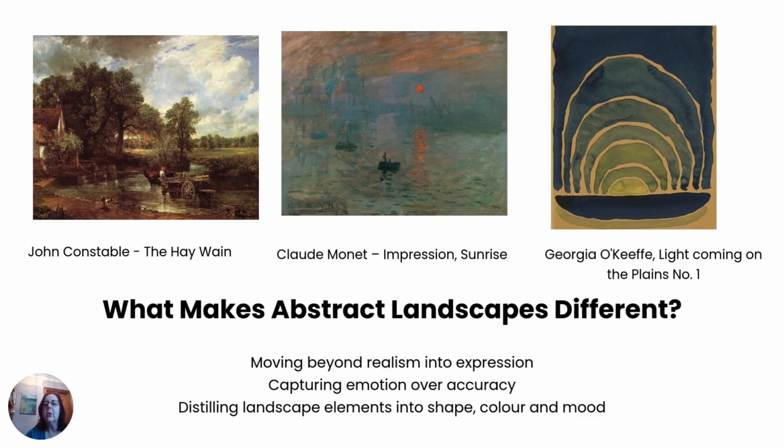To illustrate this, I've chosen three paintings: John Constable's The Haywain, Claude Monet's Impression, Sunrise, and Georgia O'Keeffe's Light Coming on the Plains No. 1. The Haywain is a classic example of realism in landscape painting.